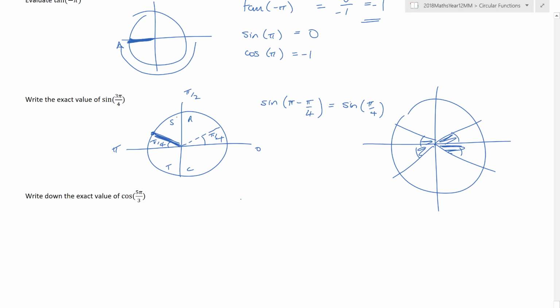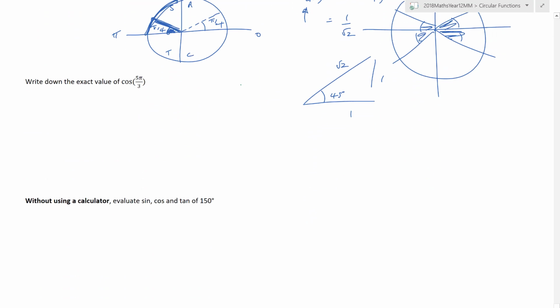Why? Because in this quadrant, all of my sine values are positive, and I know that so long as I've got this reference angle here, they are the same. Well, the sine of pi on 4 is 45 degrees. Draw a quick triangle. There is 45 degrees. I know that's 1, 1, and root 2. So the sine of 45 degrees is the opposite over the hypotenuse, which is basically 1 over root 2.